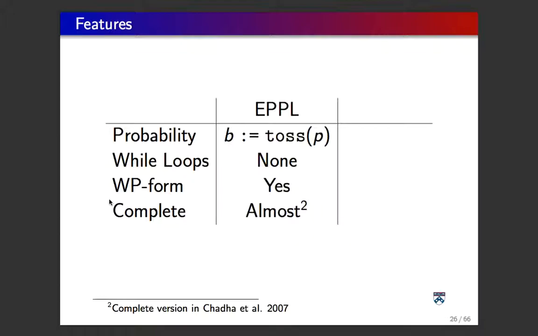And it's almost complete. I say it's almost complete because there's a bit of a fork in the road. This logic is further developed into a complete logic after the quantum version of this logic that I'll be presenting later. So the EPPL that I'm interested in does not have a completeness proof, but there is a completeness proof for a later version of EPPL.